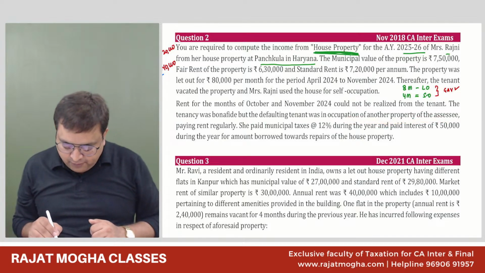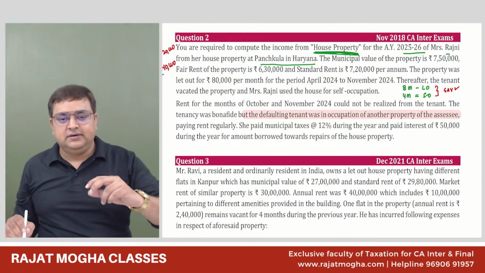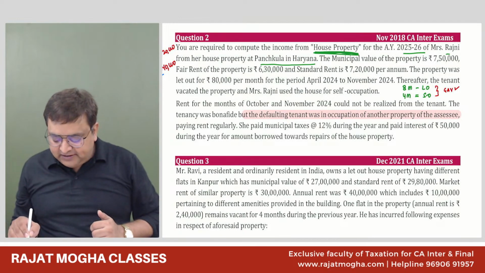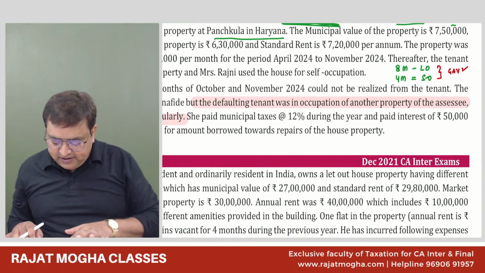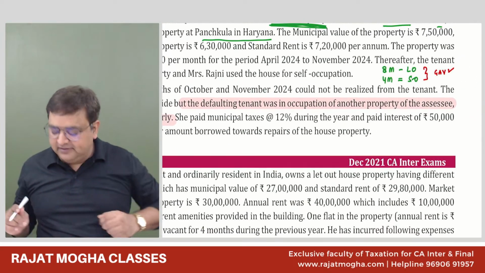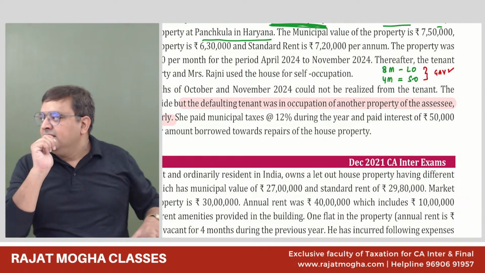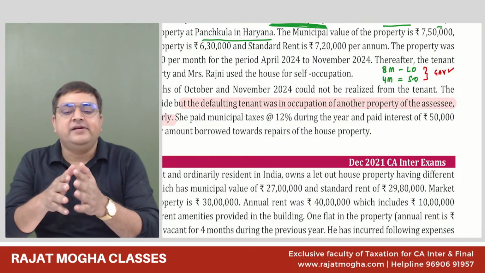Guys, please tell me what does this mean? Why have they given this line? But the defaulting tenant, the person who has not paid the rent, was in occupation of another property of the assessee and paying rent regularly. Please tell me what does this line mean? It is not bona fide. So we can say that this is not satisfying the condition of unrealized rent.